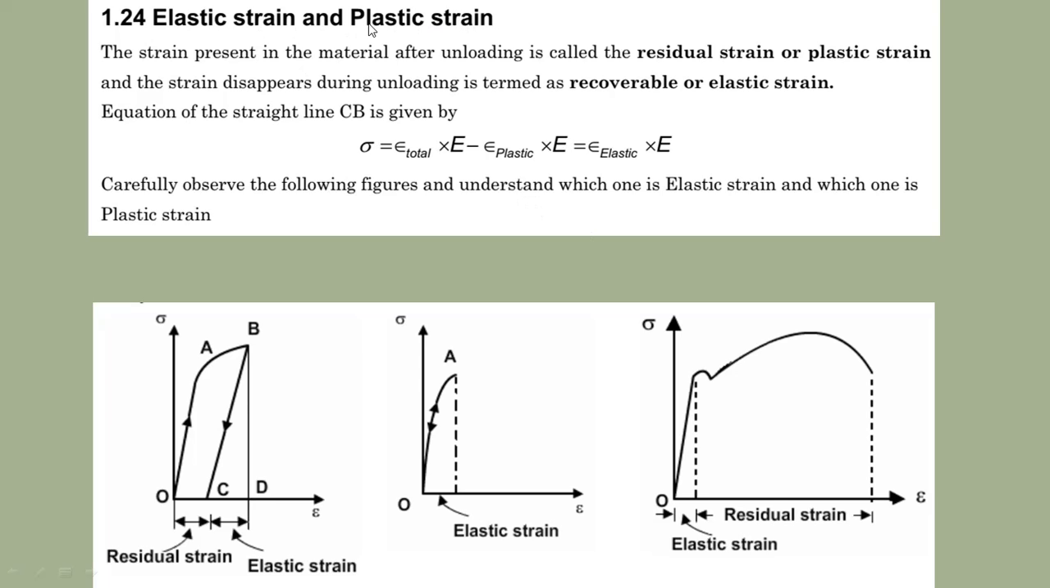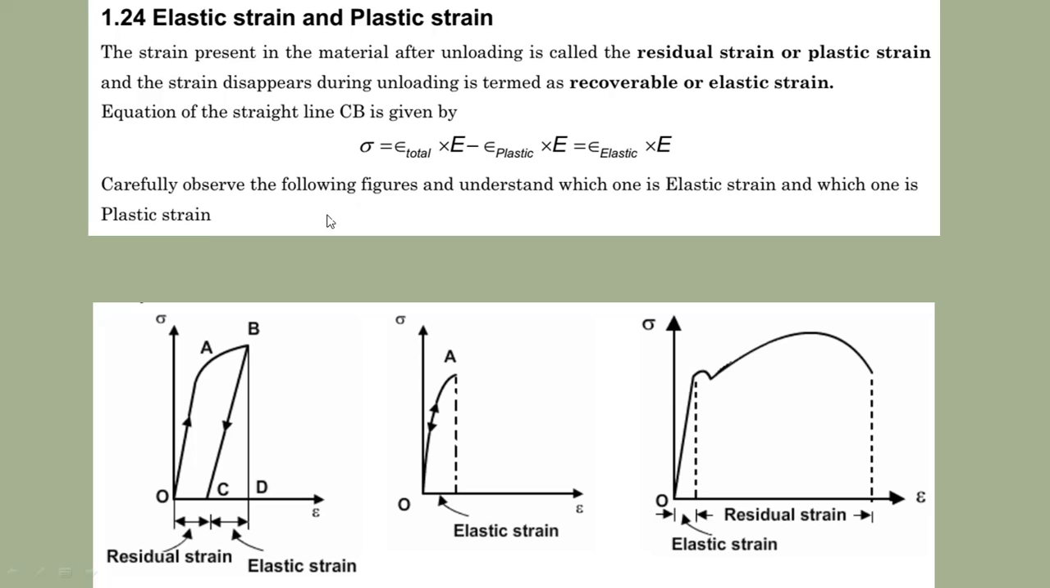So the strain present in the material after unloading is called a residual strain or plastic strain, and the strain that disappears during unloading is termed as elastic strain. So sigma is equal to E times (epsilon total minus epsilon plastic), that is, epsilon E into E is equal to total strain minus epsilon plastic into E.